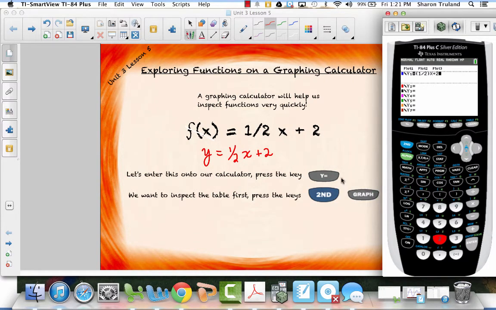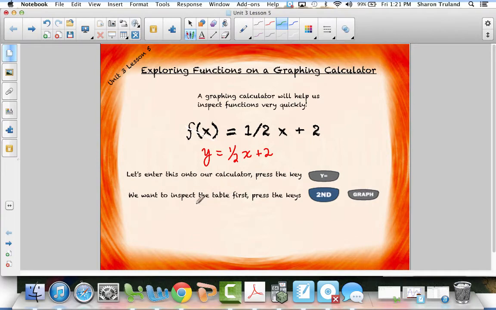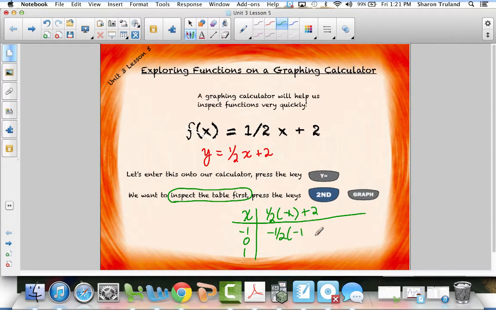We now have two options. We can either look at the graph or we can look at the table. So as you can see right now, I am saying that we would like to inspect the table first. So all a table is basically what we've been doing in math. It lists the x values. It does the calculations for us, although we won't see the calculations. All we see are the answers of what we get when we put these in.